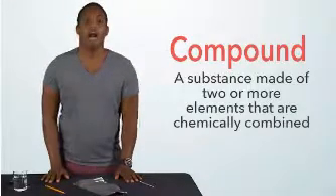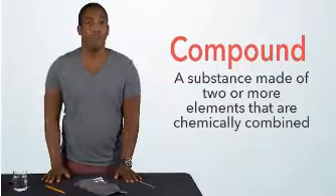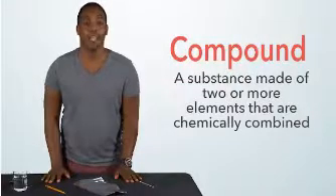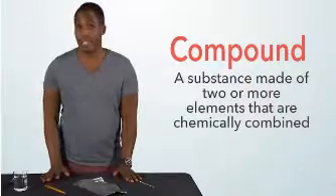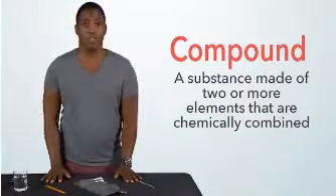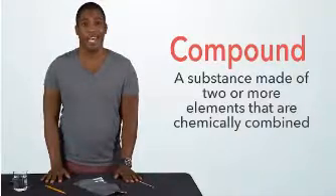Most elements exist in compounds. A compound is a substance made of two or more elements that are chemically combined. The pavement on a street is made of several compounds, and living things are made of an enormous number of compounds, some of them very complex. Let's start with a simple compound.